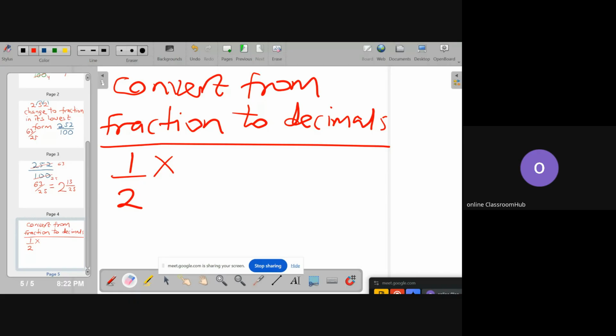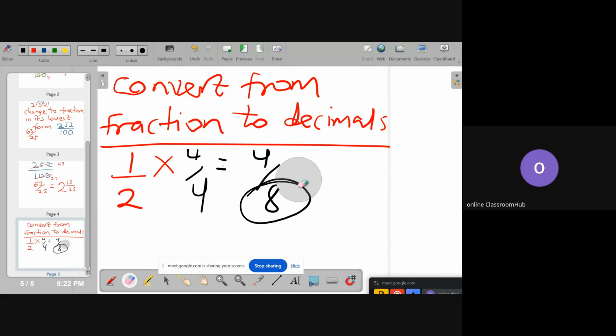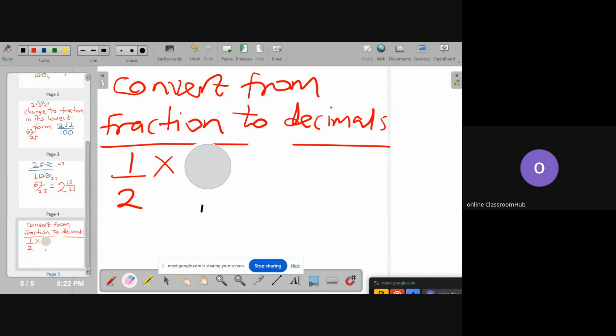You can multiply it by 4 and 4. But don't forget, you are going to have 4/8. And the 8, that is the denominator, is not a power of 10. So you look for a number that when you multiply, you get a power of 10. So now let's multiply by 5.